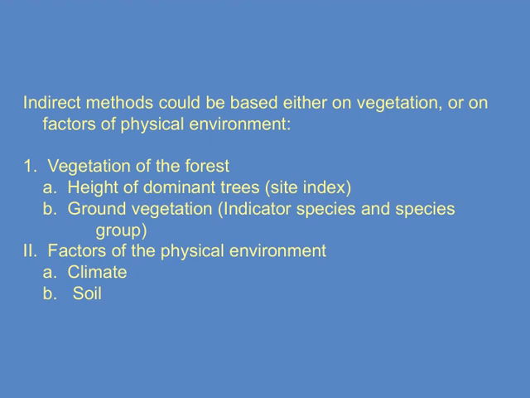Moving on to factors of the physical environment, climate plays a crucial role. The climate influences what kinds of vegetation can thrive and how the forest develops over time. Lastly, soil characteristics are also essential. Soil type, fertility, and moisture levels all impact forest growth and composition. Together, these vegetation and environmental factors provide valuable insights into forest conditions, often allowing us to assess and manage forests more effectively without invasive methods.